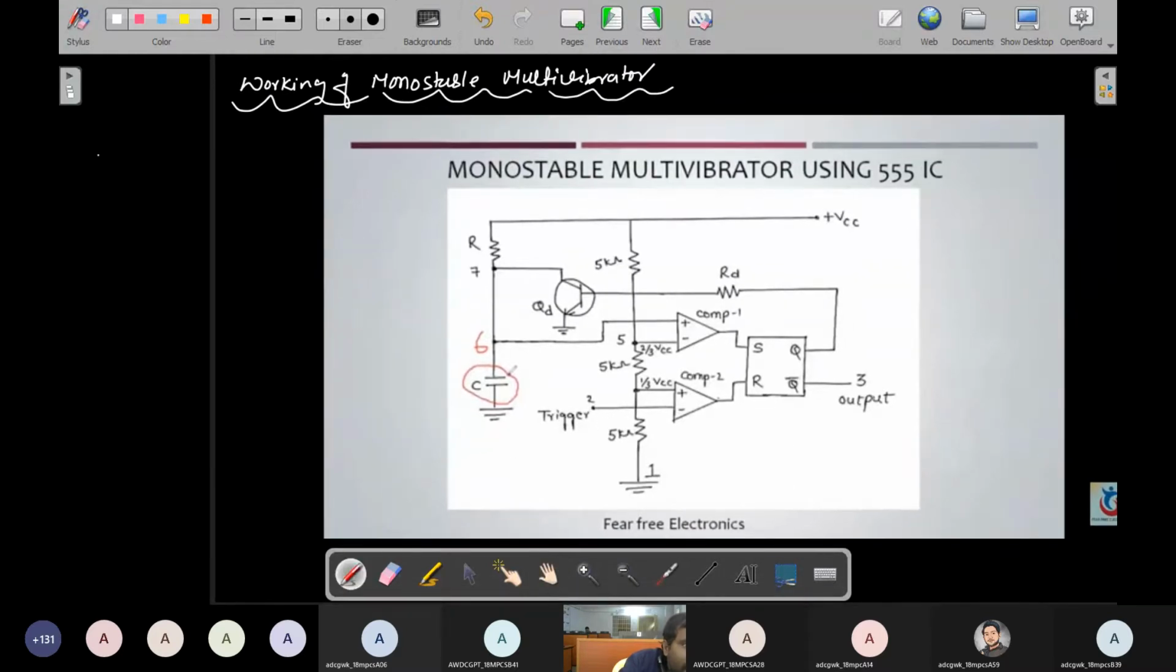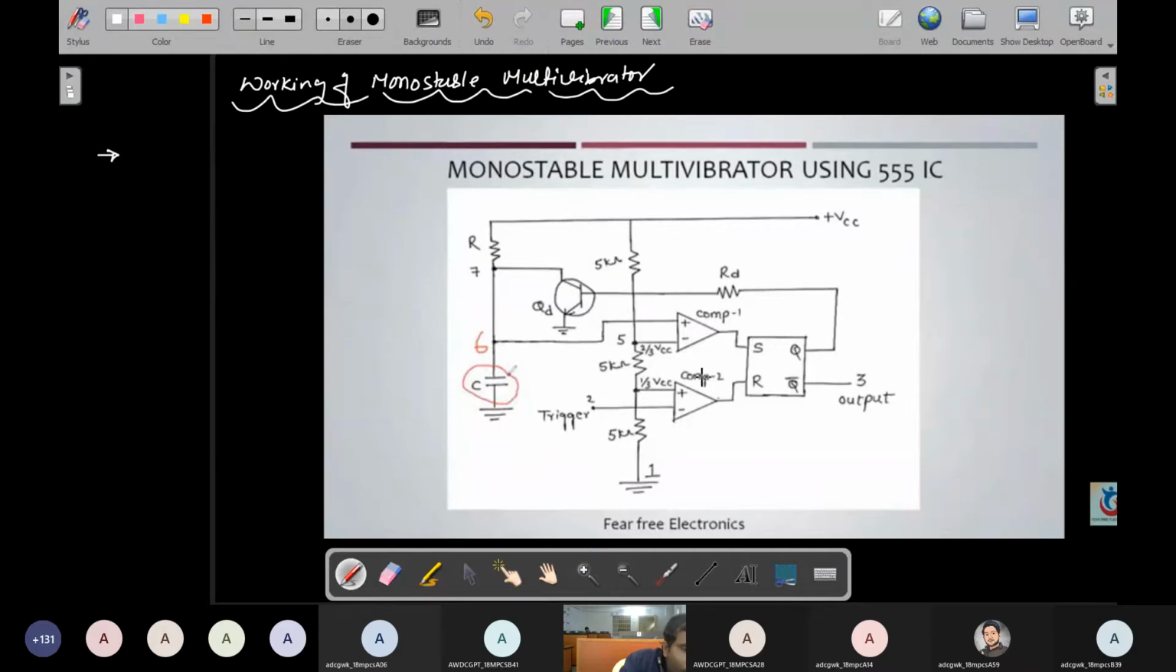First, the comparator case. I'm talking about comparator 1. The positive terminal of comparator 1 is directly connected to the threshold voltage, and this threshold voltage pin is directly connected to the capacitor terminal. The negative terminal, that is the inverting terminal of comparator 1, is connected to 2/3 VCC, which is provided by the voltage control 5th pin.